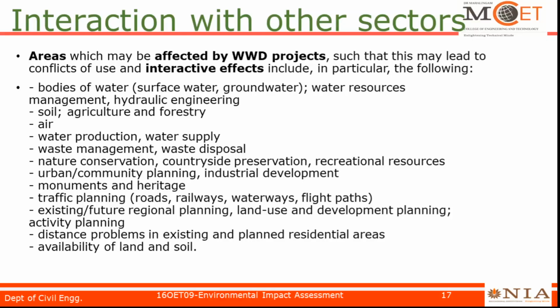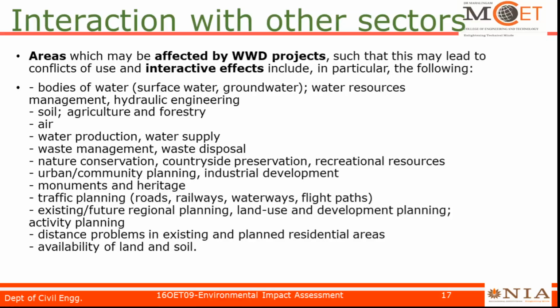Air pollution because you leave the sludge for drying outside, and after it gets dried off, there's a possibility that due to wind effect they may be blown off. The solid matter particulates, they can travel somewhere and cause air pollution. Water production, water supply, waste management, waste disposal, nature conservation, countryside preservation, recreational resources, urban or community planning, industrial development, monuments and heritage should not be affected. Traffic planning should not be affected. Existing or future regional planning should not be hindered. Land use and development planning, activity planning, distance problems in existing and planned residential areas should not be affected.